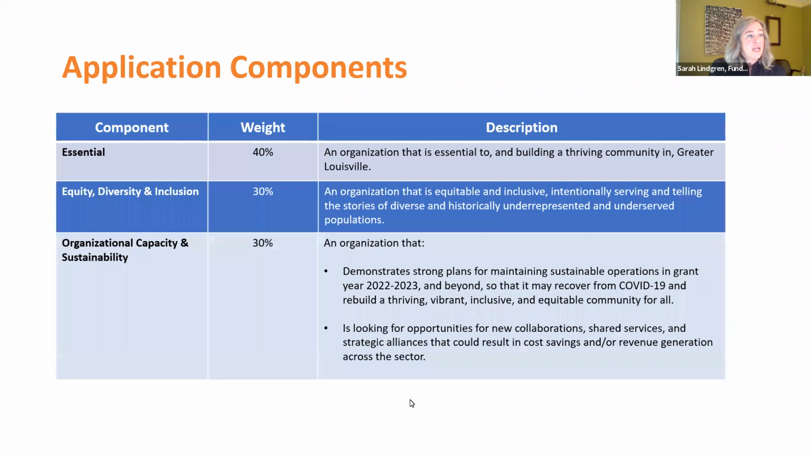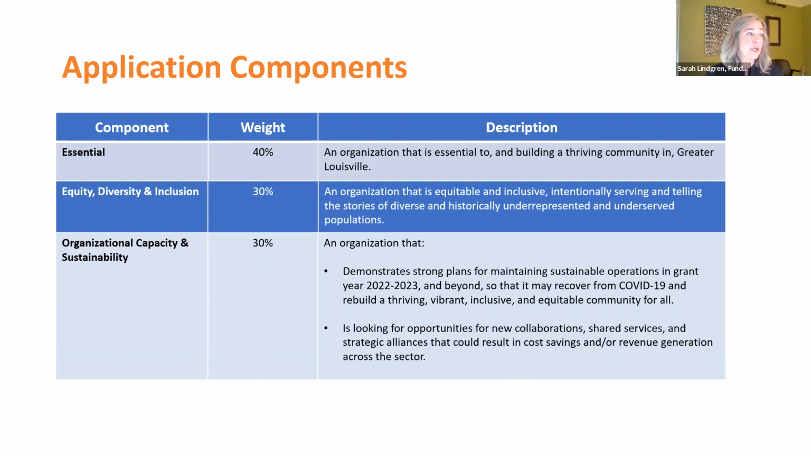Application components. We have 3 parts in the application this year, and these will be familiar to you from previous years. The first component, essential. This is worth 40% of your score. And again, an organization that is essential to and building a thriving community in Greater Louisville through the arts.